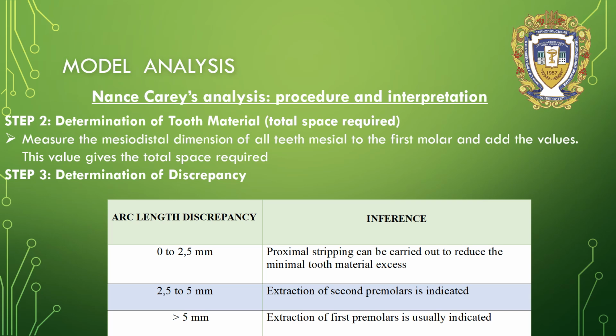If the lower arc length discrepancy is from 2.5 to 5 millimeters, we can propose to our patients extraction of second premolars. But if the patient has a severe deficiency of space, more than half a millimeter, we can propose extraction of first premolars, and in that way get the needed space.